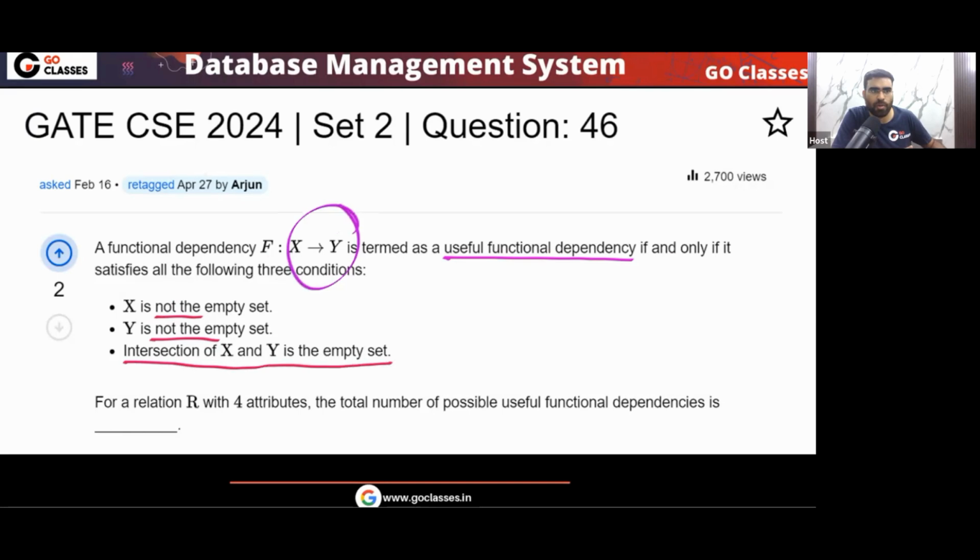Means they have nothing common. X, Y, they have nothing common. For a relation with four attributes, what is the total number of possible useful functional dependencies? Okay, we need to count. If you have a relation with four attributes, then how many useful functional dependencies are there?